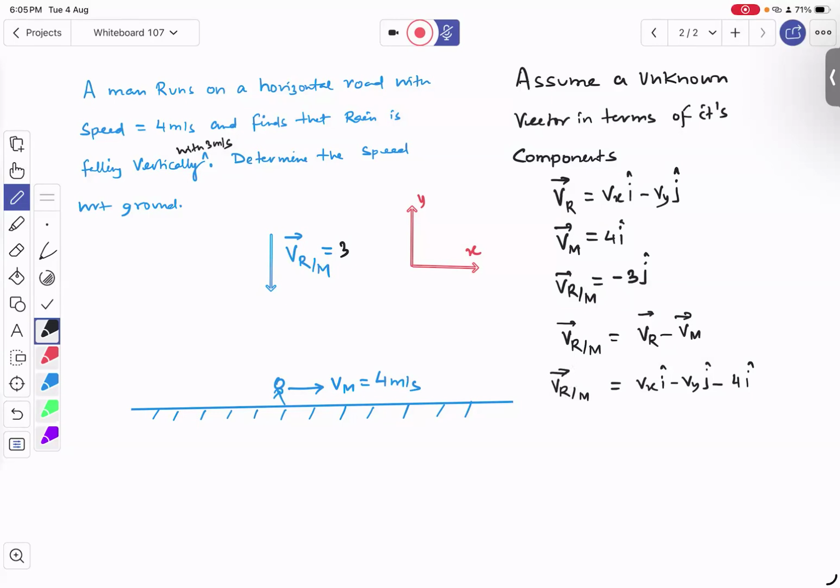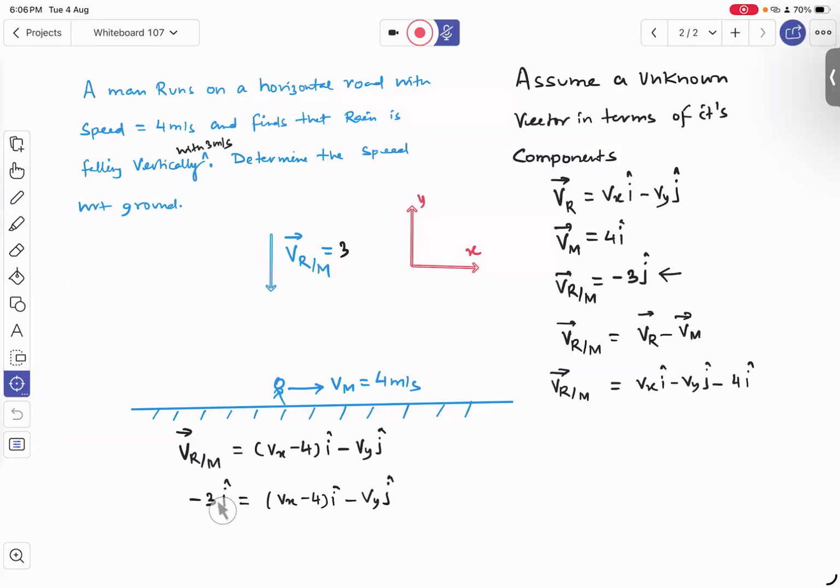Let me write down here that VRM came out to be equal to (Vx minus 4) i cap minus Vy j cap. And what is VRM that is given to us? It is minus 3 j cap. So I will replace it with that. So minus 3 j cap is equal to (Vx minus 4) i cap minus Vy j cap.